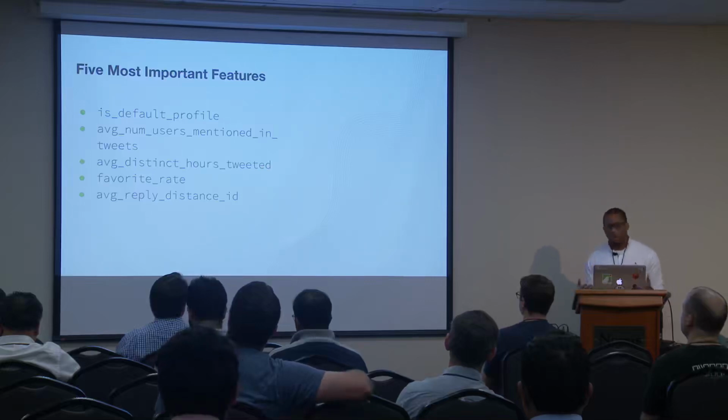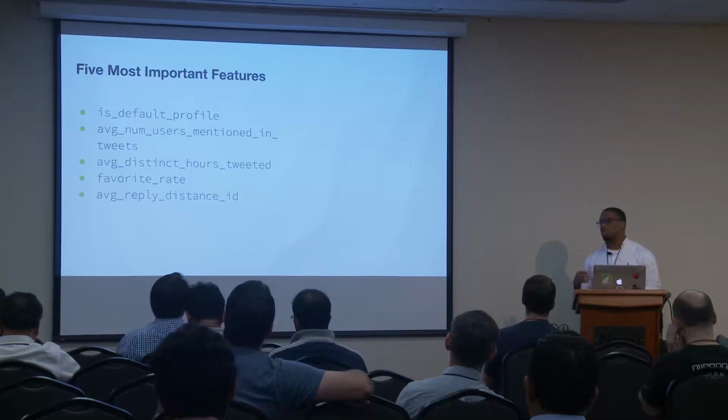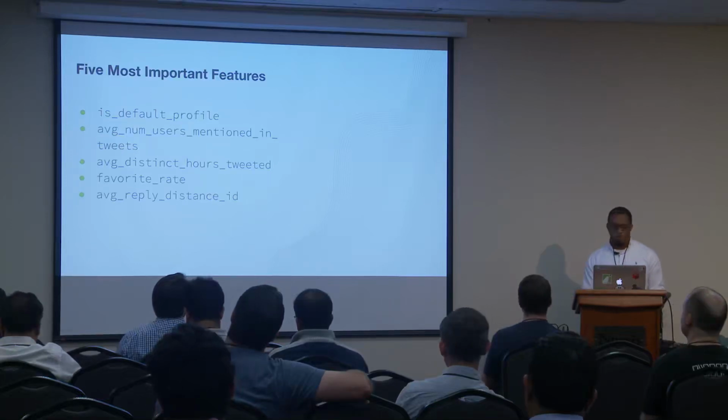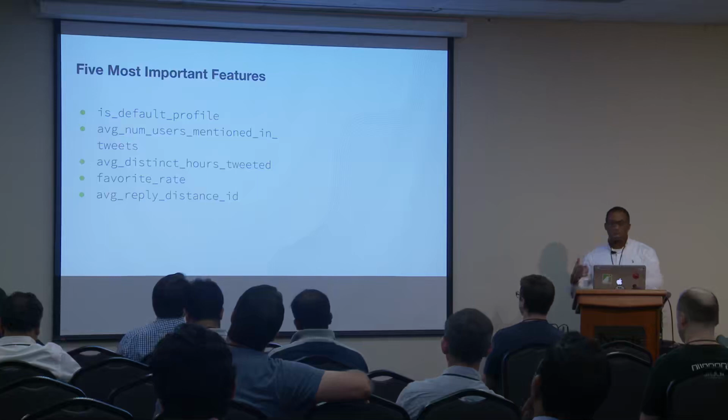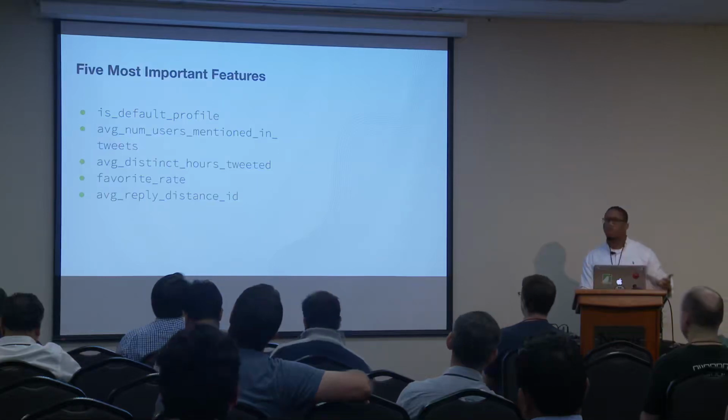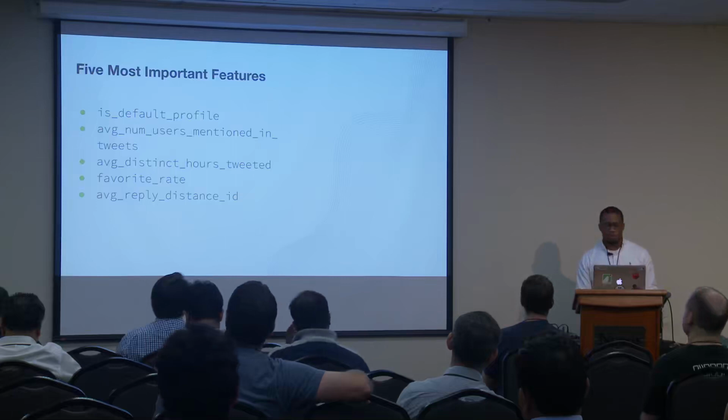So what we hypothesized with the average reply distance ID is there are some accounts that are only going to reply to accounts that were created very close in time to them, so their ID difference may be very small. So utilizing these 5 features, our classifier was even better. So we had about a 99.5% precision. So that's really good. So better than our classifier that was just utilizing account attributes.